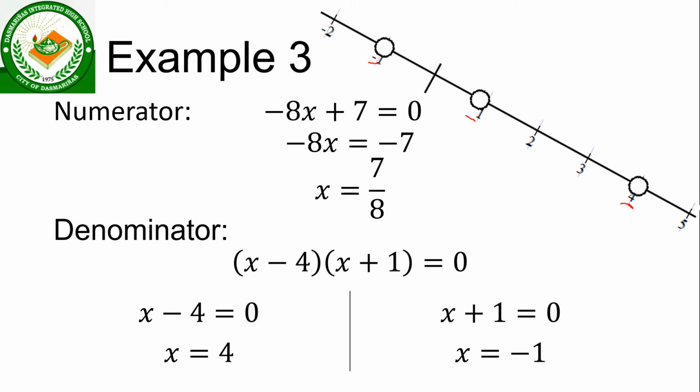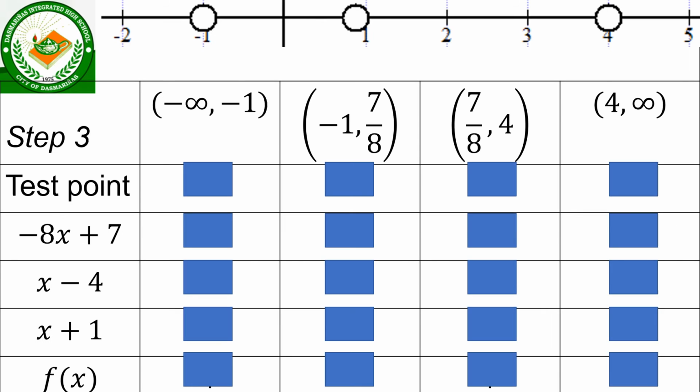Okay? So, that will be the number. And these are the intervals that can be made with this number line and with these critical numbers. From negative infinity up to negative 1, that is the first interval.